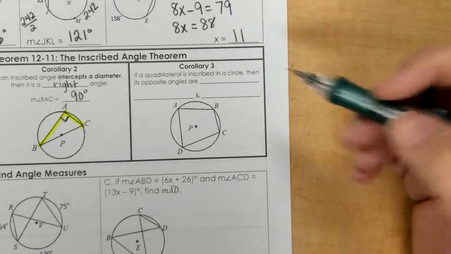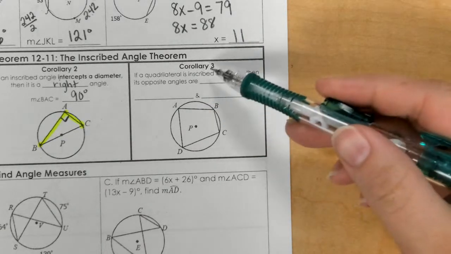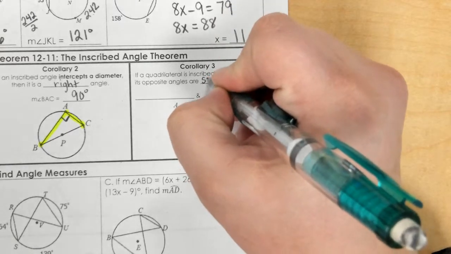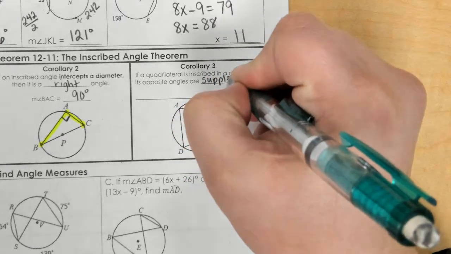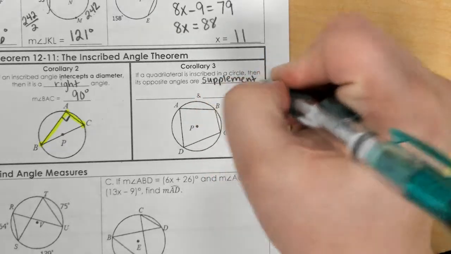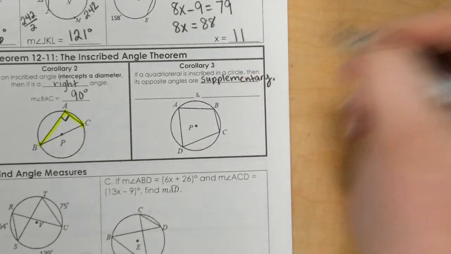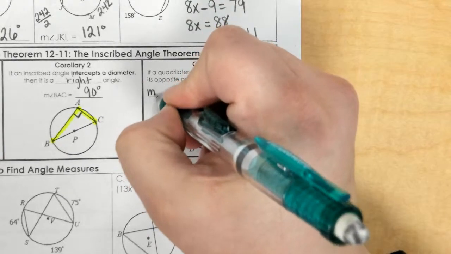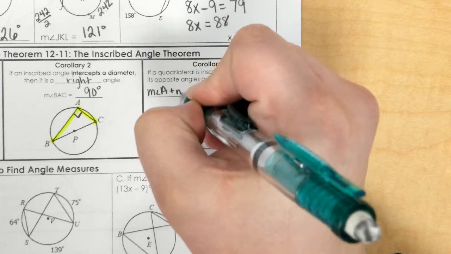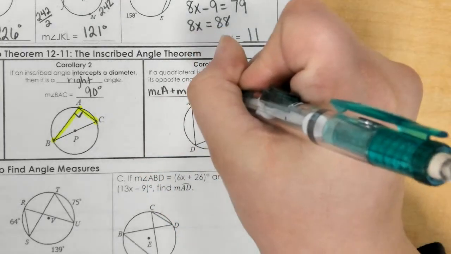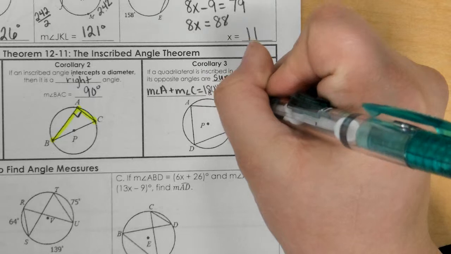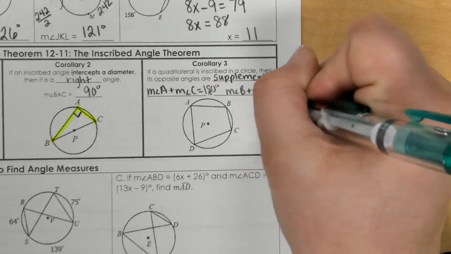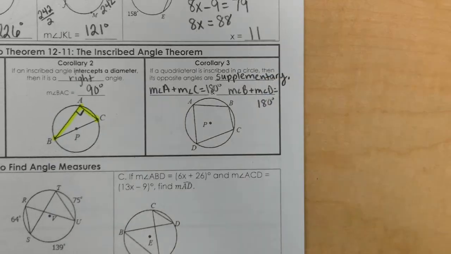Okay, last corollary. It says, if a quadrilateral is inscribed in a circle, then the opposite angles are supplementary. So we would say angle A and angle C, if I add them together, I get 180. So the measure of angle B plus the measure of angle D is 180.